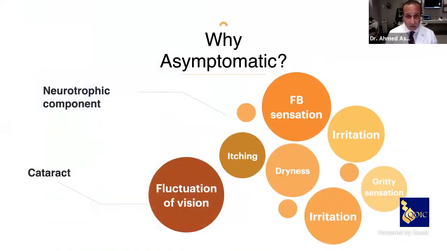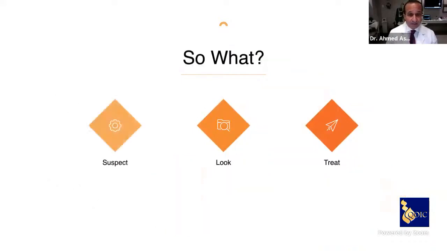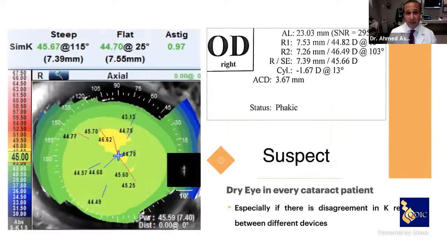Why do these patients not complain of dry eye? It's not clear yet, but probably the symptoms of dry eye, like foreign body sensation, irritation, dryness, sense of itching, are masked by the neurotrophic component of dry eye. And of course, the cataract will mask the fluctuation of the vision, which is another chief complaint of dry eye disease. So what? We have to suspect dry eye in every cataract patient, look for signs of dry eye in every cataract patient, don't rely on symptoms of dry eye, and treat dry eye aggressively before IOL calculation.